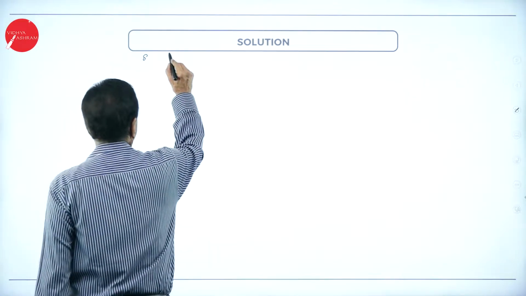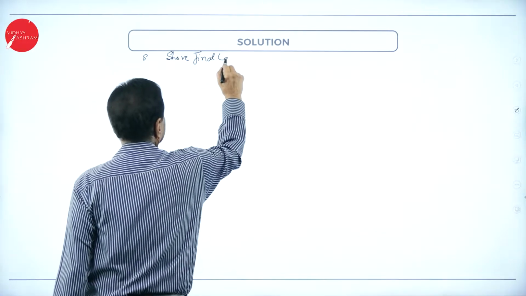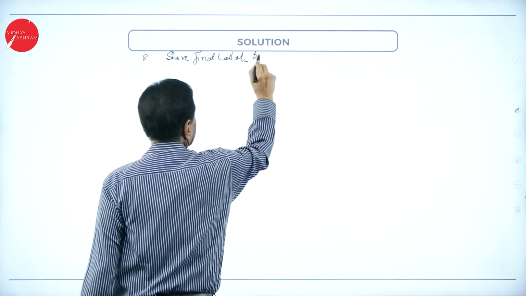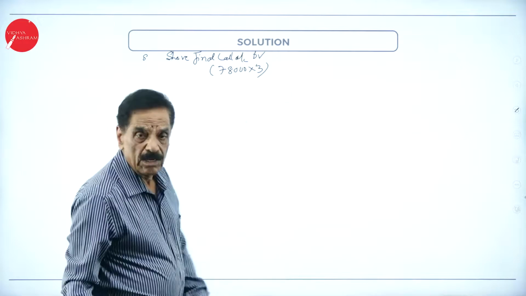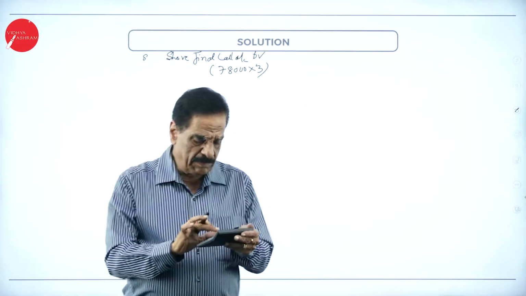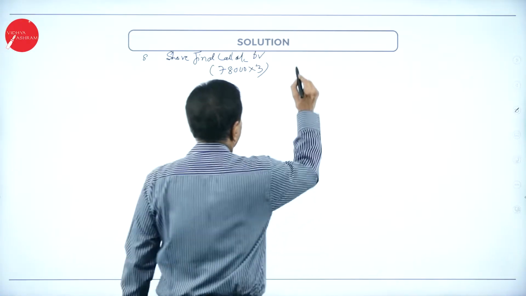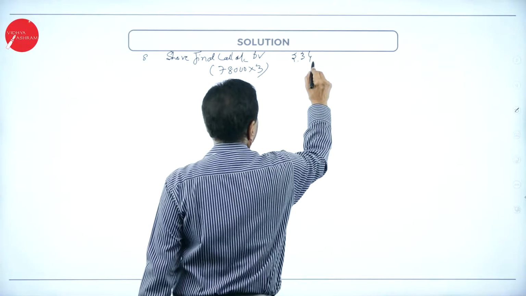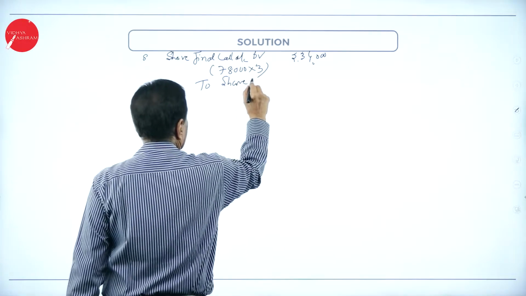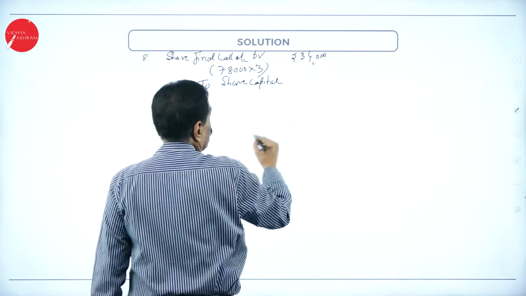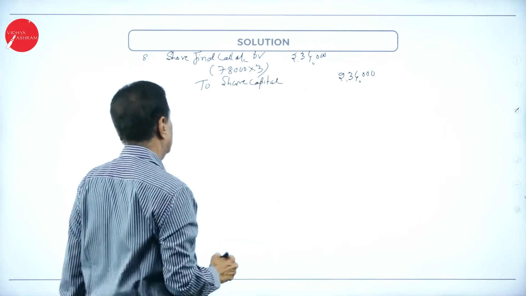Due entry: share final call account debtor. So this is 78,000 into 3. The 2,000 has gone. This is 78,000 into 3, 2,34,000, to share capital 2,34,000. Due entry.